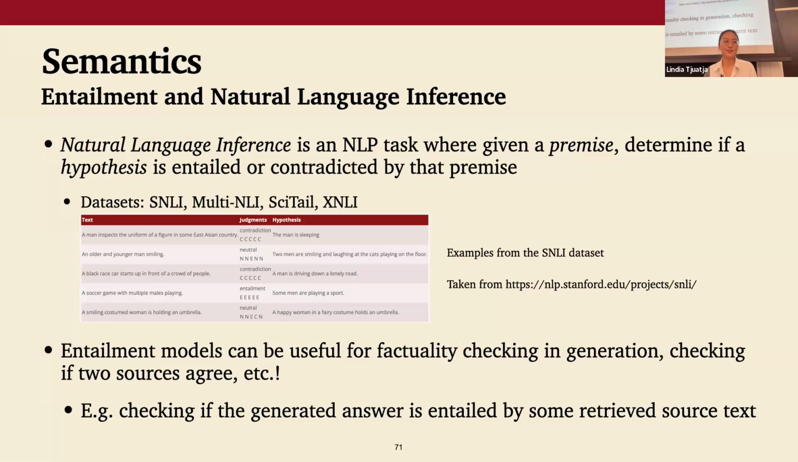So NLI isn't really a super popular task these days, but it's still pretty useful. We can use entailment models for things like factuality checking of generated text, or seeing if two sources agree in something like fake news detection. Especially for retrieval augmented systems, we can check if the generated answer is entailed by some retrieved source text.